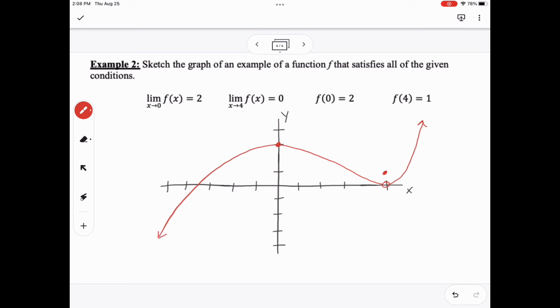And notice that there could be multiple answers here, so don't feel like it has to be exactly the same, but the points and the open circle would be necessary for it to be correct. But then everything else, how the graph goes, is kind of still up to you a little bit. So there are multiple answers for that one.